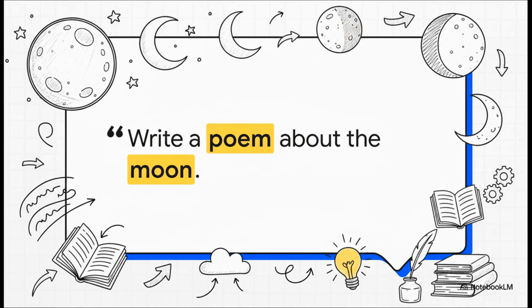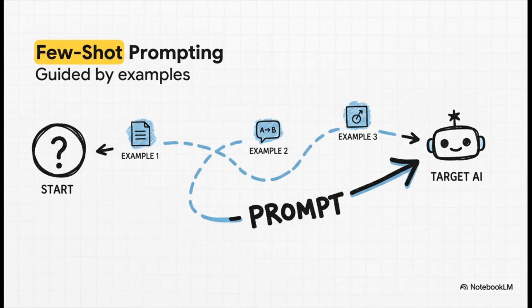This is a perfect example. You don't need to show it other poems. You don't have to specify the rhyme scheme or anything. You just give it that high-level task, and the model already knows what a poem is. It knows what the moon is, and it just gets to work. But what happens if your task is a bit more specific, or maybe it needs a unique format? Well, that's where our next technique, few-shot prompting, comes into play.